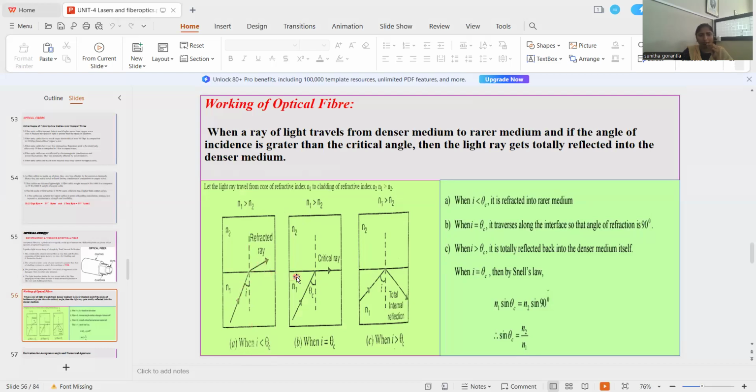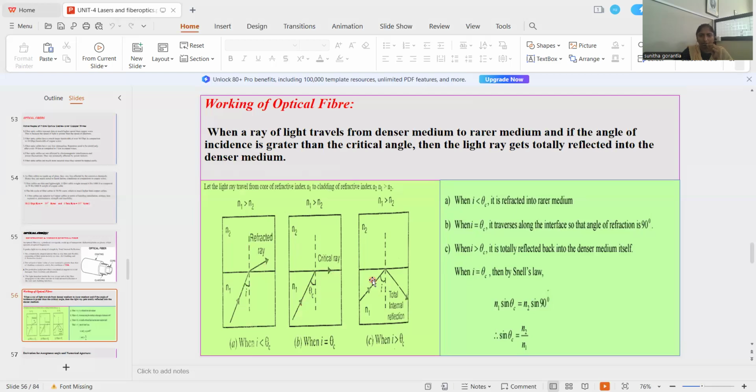Now see the second case, when the angle of incidence I is equal to theta c, the critical angle. When the angle of incidence is theta c, the ray refracts and traverses along the interface of the two media. This is the second case.